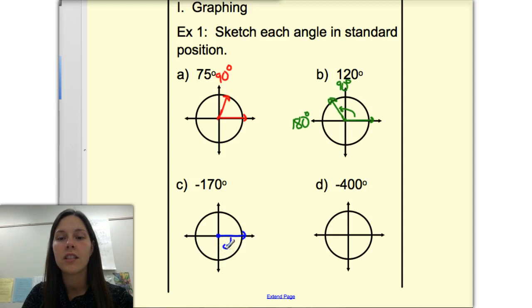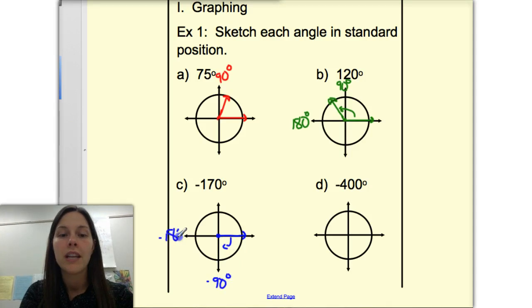So negative 170 degrees, if you think about a negative quarter turn, is negative 90 degrees. A negative half turn would be negative 180 degrees. So we're going to be fairly close to that negative 180 degrees with our negative 170 degree angle.